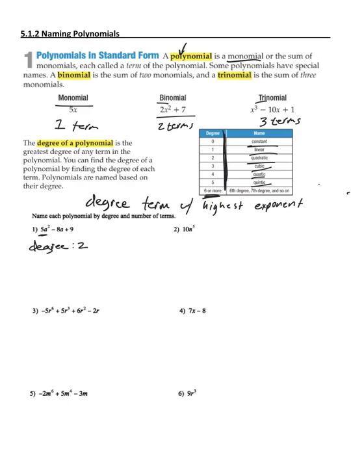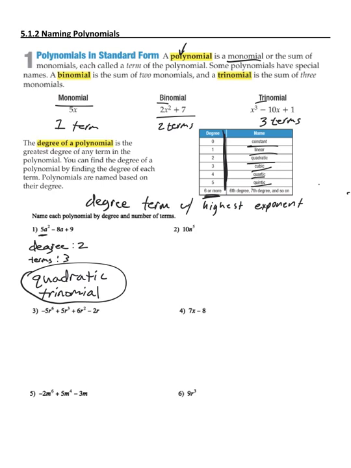All right, so let's get to naming this first one. We already talked about the degree here. The degree of this first polynomial is 2. How many terms does it have? How many separate monomials, separated by adding and subtracting? There are 3 terms. So this is degree 2, which we call quadratic, what we worked on last chapter. Quadratic, 3 terms, trinomial. So this is a quadratic trinomial.